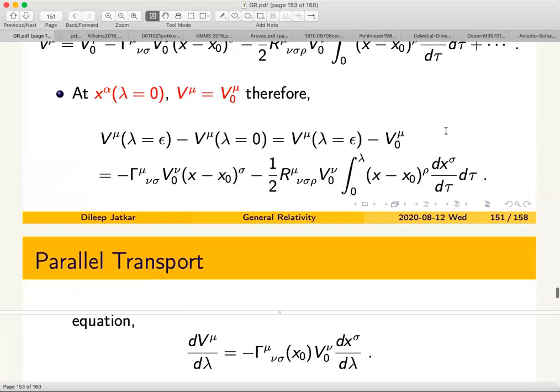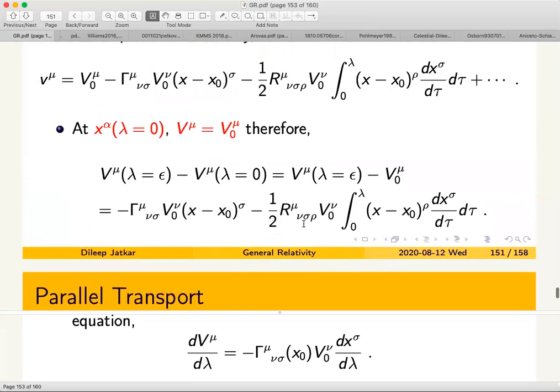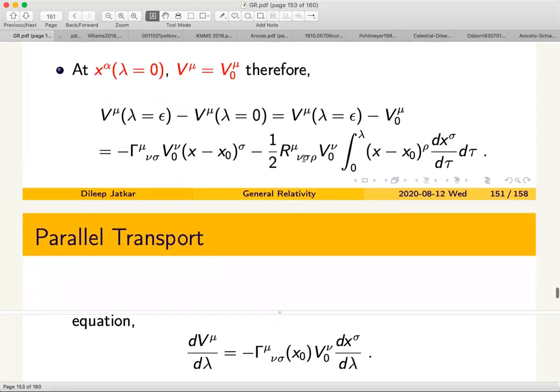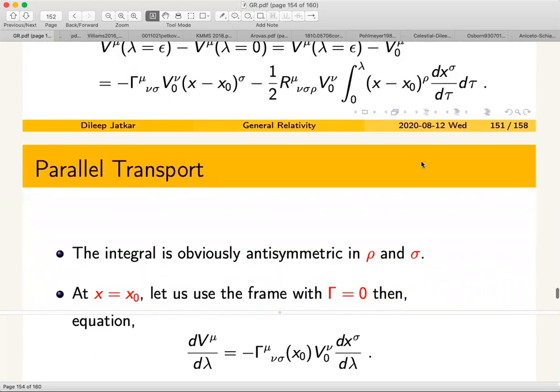Now, of course, the Riemann tensor is antisymmetric in rho and sigma. But so is this quantity. It is not immediately obvious that it is antisymmetric, but you can use integration by parts and take this derivative onto the x minus x naught quantity. Then you will find that x minus x naught rho, when the derivative acts on it, would have a minus sign due to integration by parts. So this quantity is also antisymmetric. Therefore there is no contradiction in writing an antisymmetric piece here with this integral.